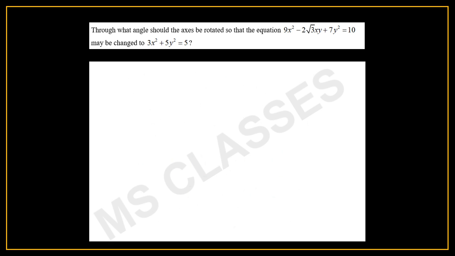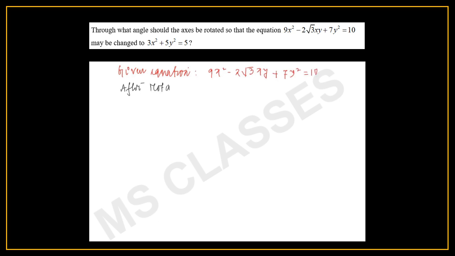We have the given equation of a curve. The given equation is 9x square minus 2 root 3 xy plus 7y square equal to 10. Now this has to be changed to a new equation, the new equation after rotation.